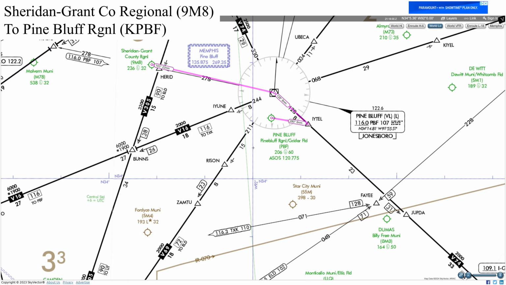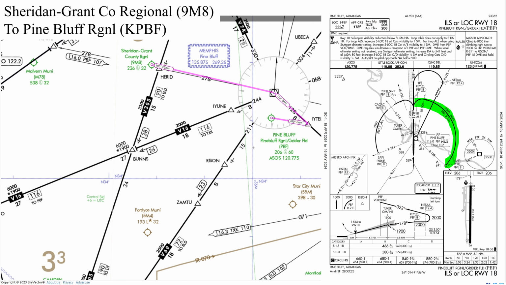So to demonstrate flying a DME Arc, let's make a quick IFR flight between Sheridan Grant County Regional Airport in Sheridan, Arkansas. The identifier for that airport is 9 Mike 8, and Pine Bluff Regional Airport in Pine Bluff, Arkansas. The identifier on that field is Kilo Papa Bravo Foxtrot. We'll plan to fly direct to Pine Bluff VOR DME, then take Victor 74 to ITEL intersection, where we can fly the 8-mile DME Arc onto the ILS to runway 17 at Pine Bluff. I won't actually demonstrate flying the ILS approach since we've already covered ILS approaches, but you're welcome to continue the approach to a landing from the DME Arc if you'd like.